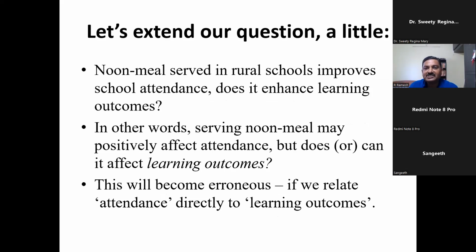Let us extend our question a little. I saw this in one research paper, that's why I am bringing it. Noon meal served in rural schools improves school attendance. Does it enhance learning outcome also? There is a researcher who has argued that because of this noon meal, the learning outcome has improved. In other words, serving noon meal may positively affect attendance. Yes, it is possible. Attendance level may go up. But can we say that it is affecting learning outcome? This will become erroneous. If we relate attendance directly to learning outcome, that is going to be wrong, right?